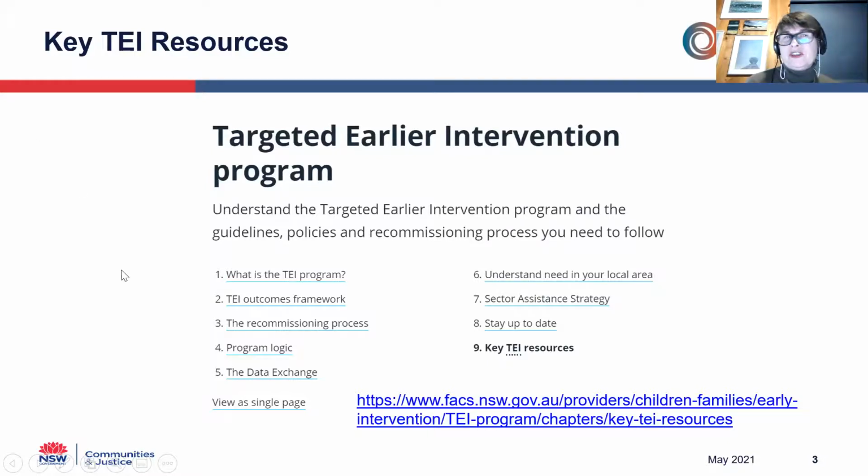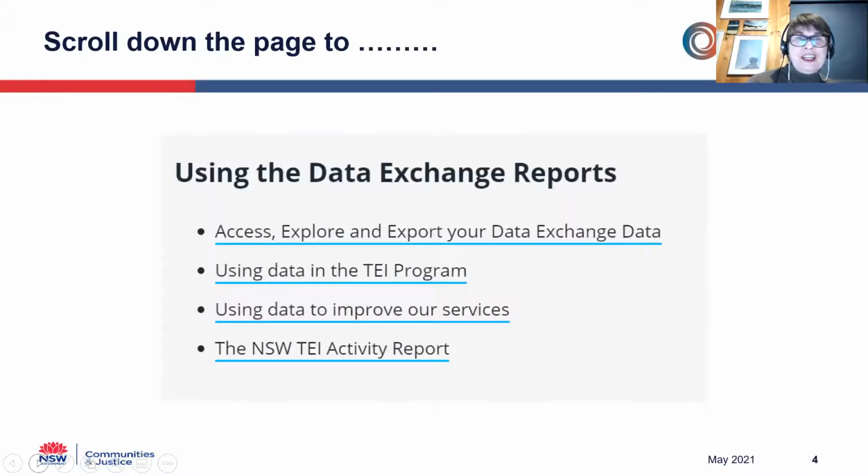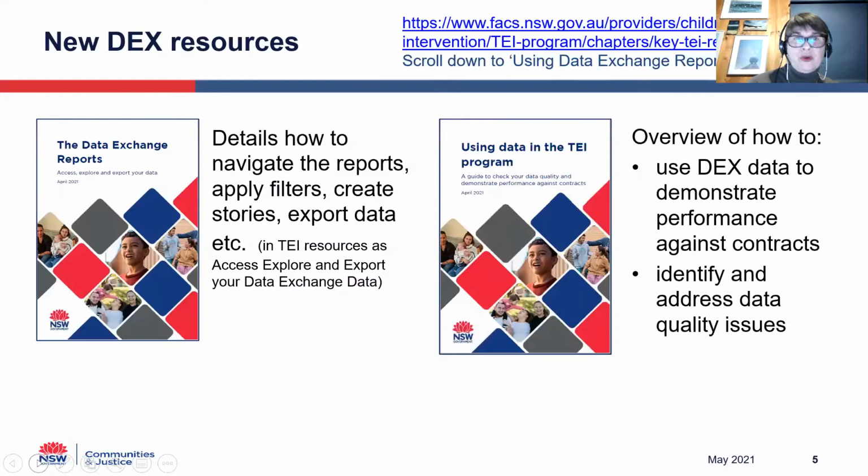So going back to those resources, just as a quick reminder, this is where they are. They're in the key TEI resources on your DCJ website. I just Google TEI Resources DCJ, and usually I come up with the correct page that I can just go directly to. You'll need to scroll down the page and you get to all of those resources that we've talked about in the first section of this recording.